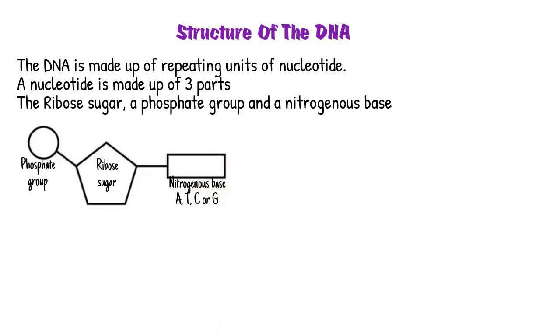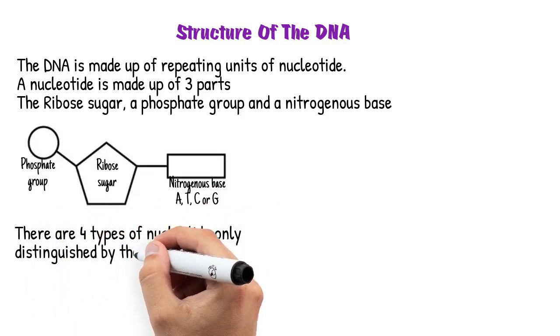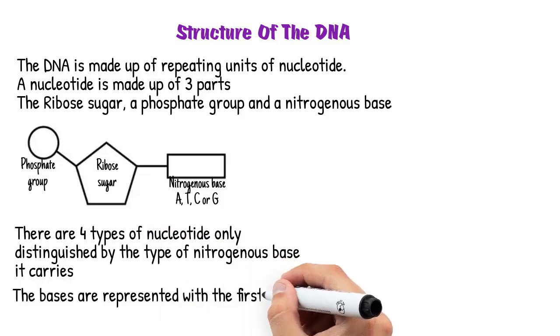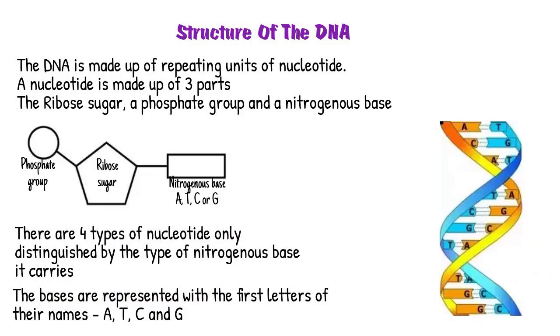The bases are represented with the first letters of their names, A, T, C, and G. The bases pair up and form the rung of the ladder-shaped DNA. These pairings are specific. A pairs only with T, and C only with G. This is clearly visible on the illustration made.